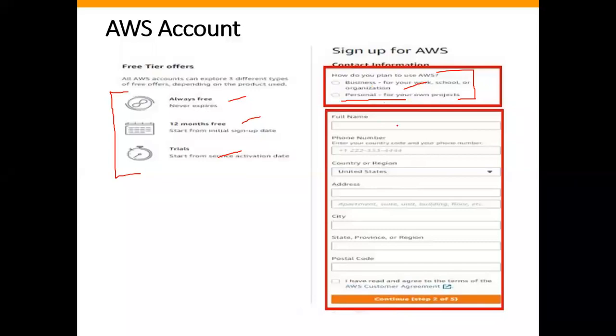And then you have to give your full name, your mobile number, your country, and your address with postal code. You have to give all of these things. Then you have to check the terms and conditions. If you want to read them, you can. Next, you have to click on continue.